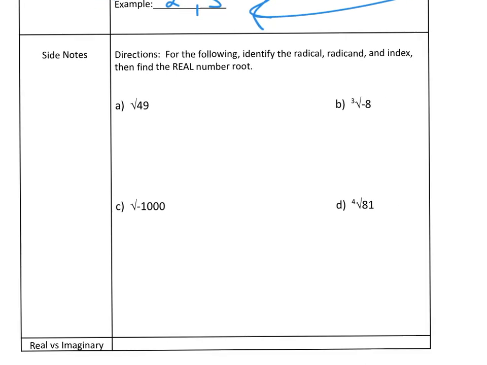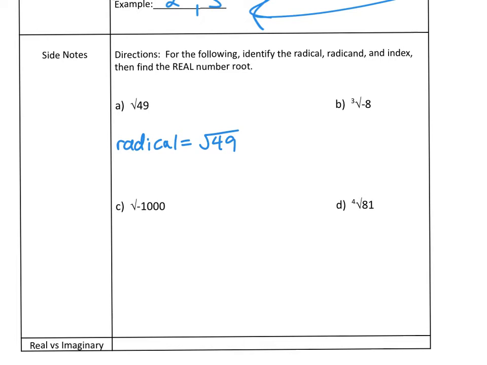All right, so for the following, it says, identify the radical, the radicand, the index, and then find the real number root. So the first one, square root of 49. What is our radical? It's not a trick question. Yeah, it's just the square root of 49. It's the whole entire thing. That is our radical.